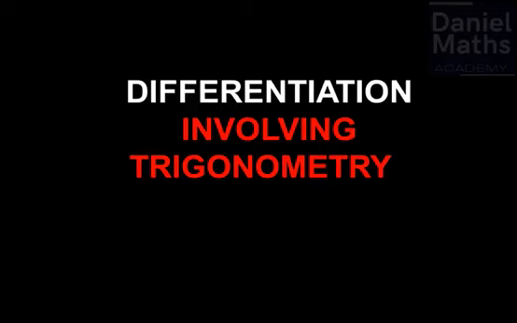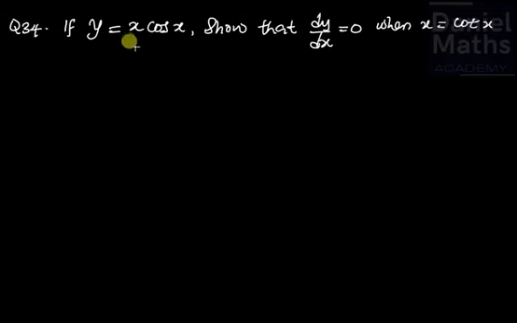Alright, now quickly let's dive into this first problem as we're going to solve. This question says, if y is equal to x cos x, show that dy over dx is equal to 0 when x is equal to cot x. Alright, so let's begin by looking at this.